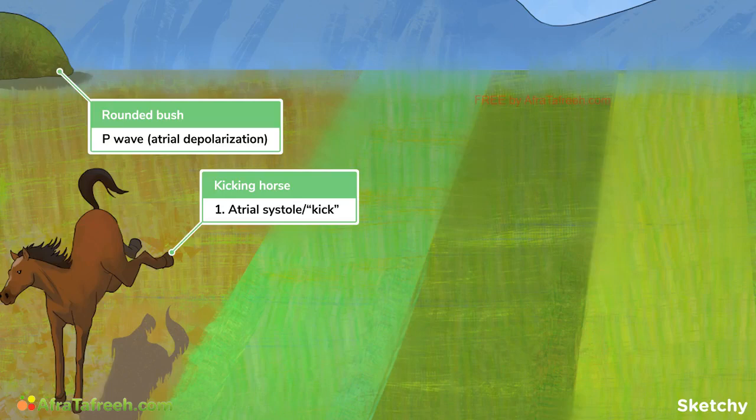This is sometimes referred to as the atrial kick, hence this kicking horse, and represents the final phase of ventricular filling, which corresponds with a slight increase in ventricular volume.